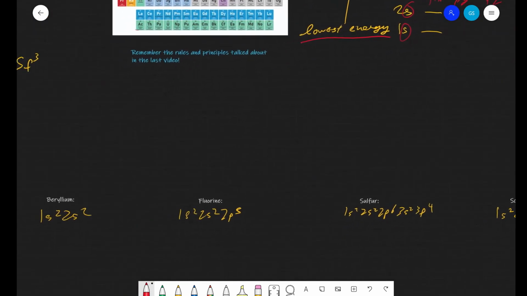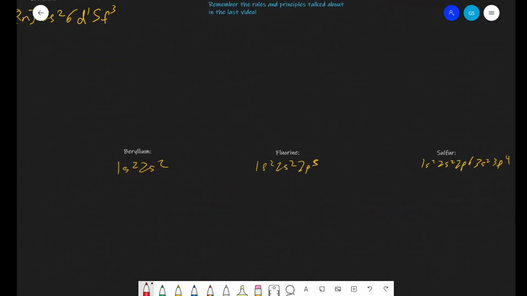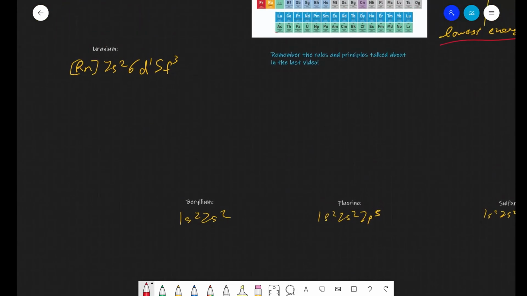And make sure to not forget the rules and principles we talked about in the last video: Hund's rule, the Aufbau principle, the Pauli exclusion principle. We're all going to see that play out here. So let's do a first example. Let's do beryllium. First we write on the left-hand side the principal quantum number and the orbital shape quantum number, and then we just draw the orbital.